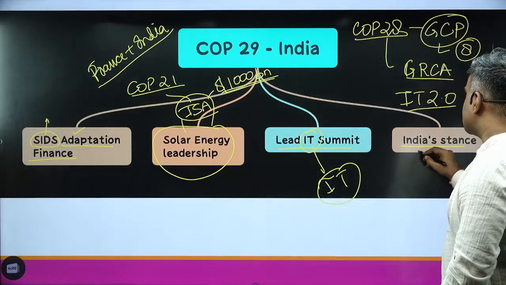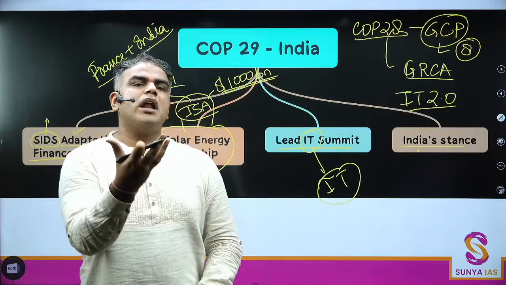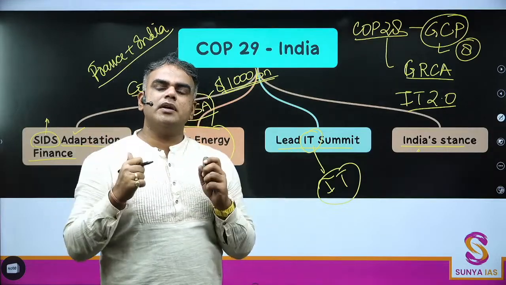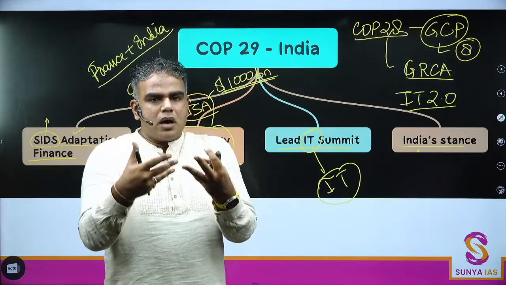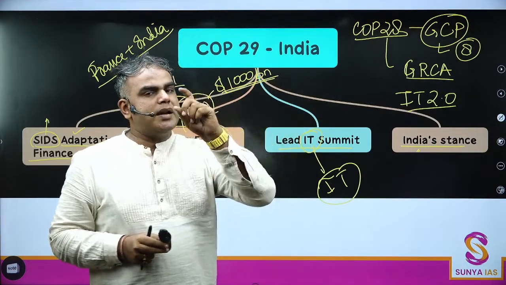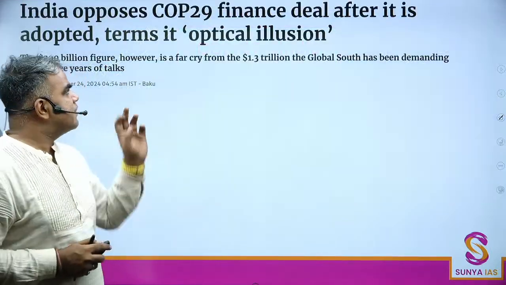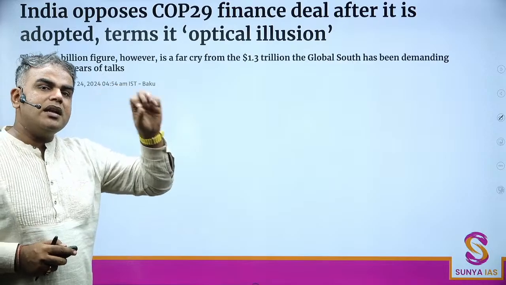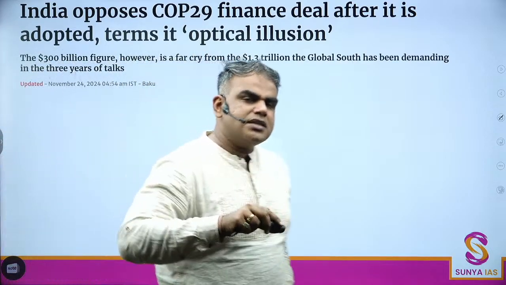Now, last is India's stance. Generally, you'll know that India is very pro-climate, especially in the international sphere. But if you get statements like India has supported and has been very vocal and agreeing to the COP29 outcomes, that's not the case. India has criticized it. In fact, India has said COP29 is nothing but an optical illusion. So India has criticized many of these aspects.